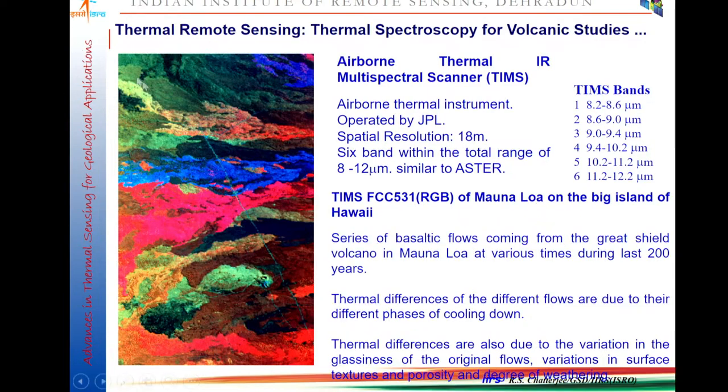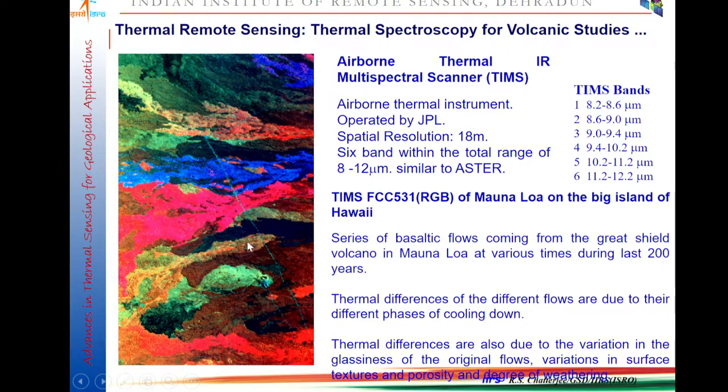Similarly, if you see this one, this is your area, this is Mauna Loa, okay. Here there are multiple lava flows you can see, and if you see this false color composite 531, again for this case, different lava flows, basically these were erupted at different times. Basically it is a shield volcano, isn't it?